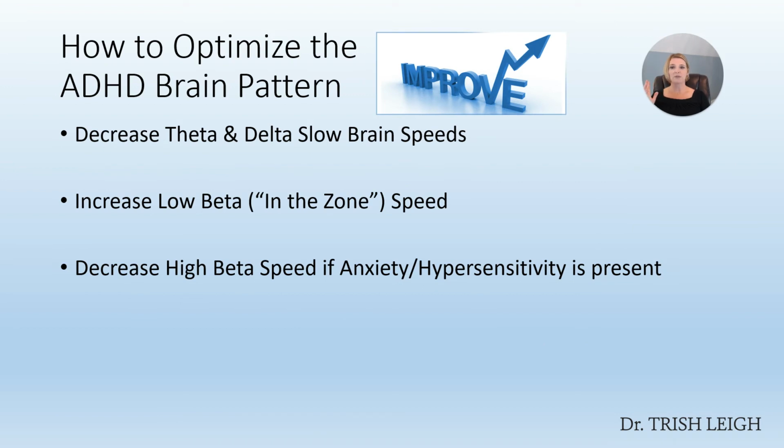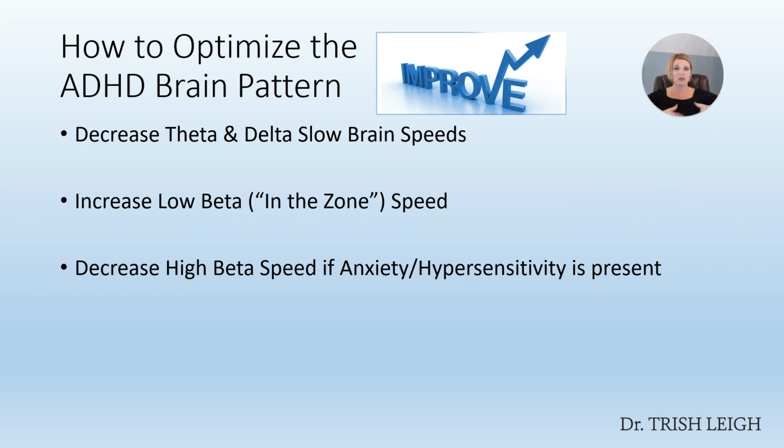So how do we optimize an ADHD brain pattern? We need to decrease the slow brain speeds that are being used in the brain. It tends to be mostly theta, but delta can be implicated too. Delta is that extra slow brain speed that is for sleep. So we have the brain shifting into sleep mode and being used much too much. We need to down train them.